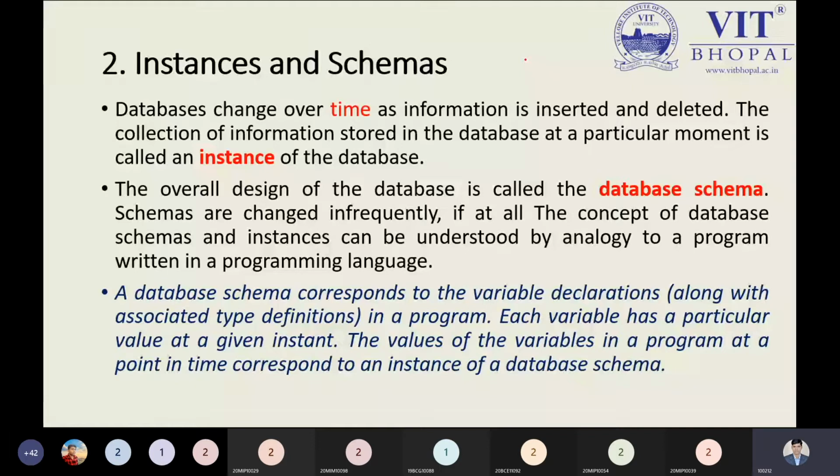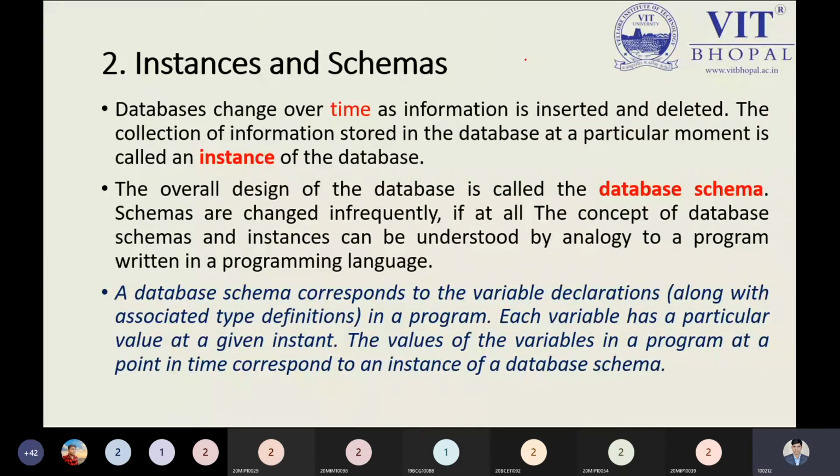So database schema means we are talking about the database structure. What is the database structure? It means what is the name of the database and how many relations we can have. If we have one relation, one table or one file, then what is the total number of columns we are using? That is a database schema.